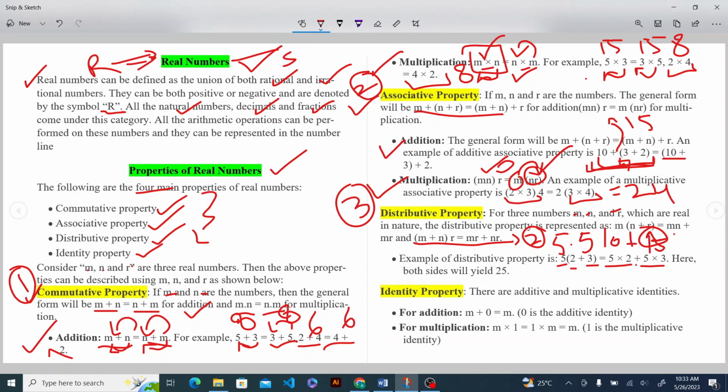So the both will produce what? 25. 5 times 5 is 25 and 10 plus 15 is 25. So the left hand side is equal to the right hand side. They both yield 25.